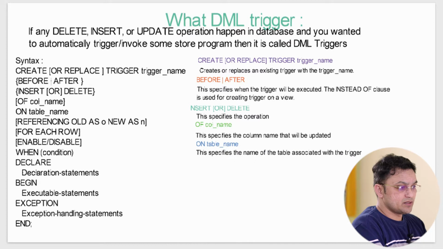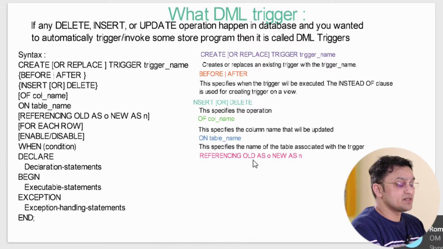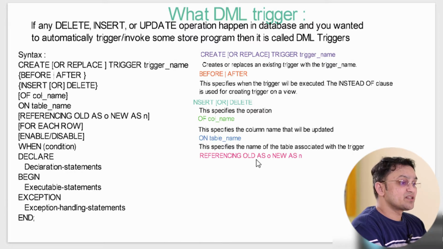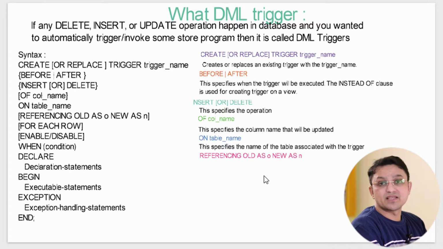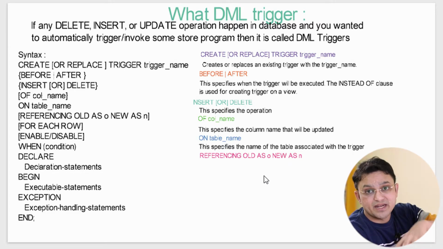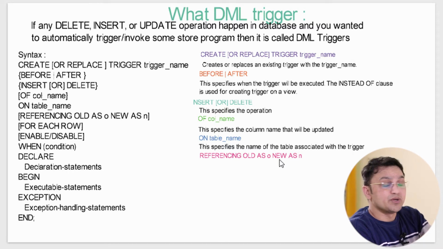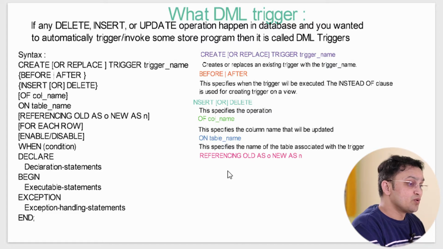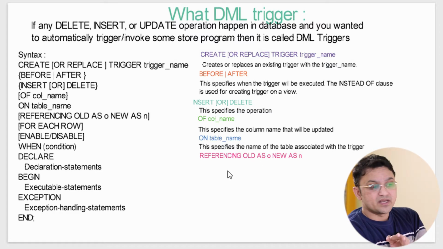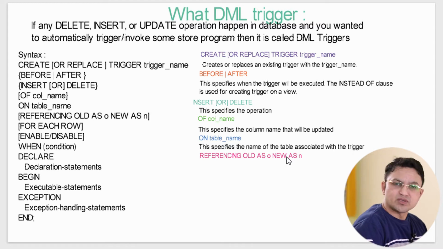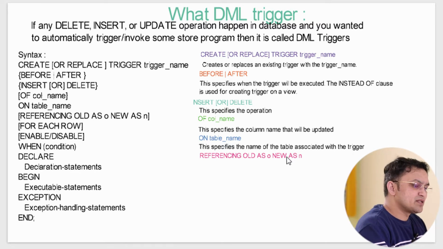Now after that, the next thing is nothing but your referencing old as O and new as N. First we need to understand what exactly old and new are. Old represents the old value of my table, and new represents the new value coming from the DML command activity. That is nothing but your new. And how can you access the old value and new value? You can access the old value with the help of old dot column name and the new value with new dot column name. We are going to see that in detail when we write the practical example.